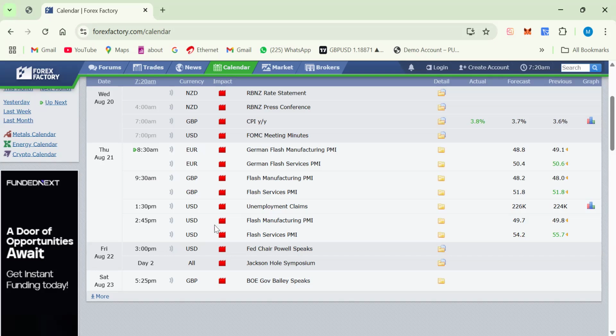People that are unemployed in US. So by 1:30, we are going to experience high volatility. Also by 2:45, we have flash manufacturing PMI and flash service PMI. So this is also another impact news that we should look out for. 8:30, 9:30, we should look for high impact news on pounds and euros. Okay, so today is just full of red folder. So there's going to be a lot of momentum and volatility in the market.